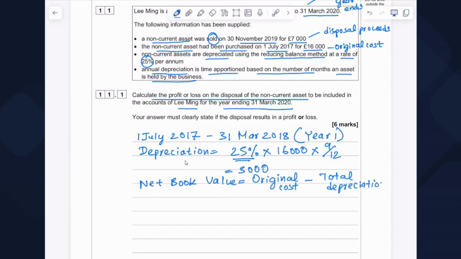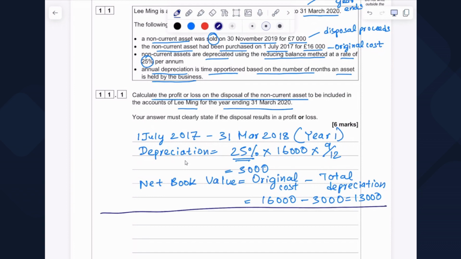Since we are only at the end of the first year of usage for this asset, the total depreciation is the £3,000 that we have derived. And what we have to do here is start with the original cost of 16,000 and subtract the total depreciation of 3,000, which gives us a net book value of £13,000.